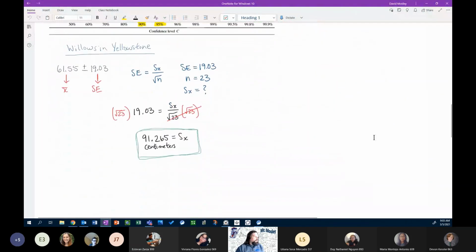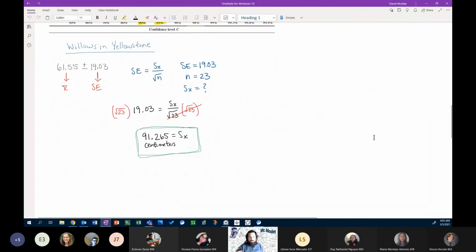All right, so here we have the work for this problem. We start with the known entry from this log of 61.55 plus or minus 19.03. The 61.55 is the sample mean, and the 19.03 is the standard error. The way we calculate standard error is we take the sample standard deviation and divide it by the square root of n. n is the sample size.